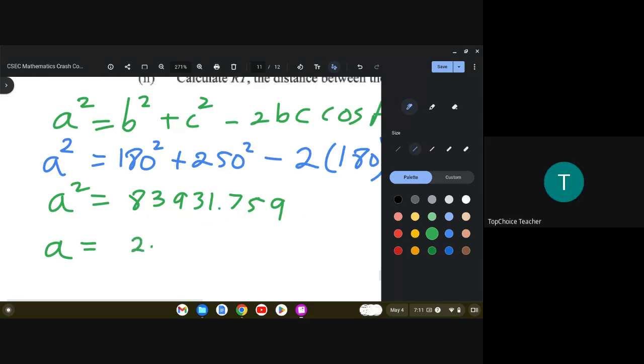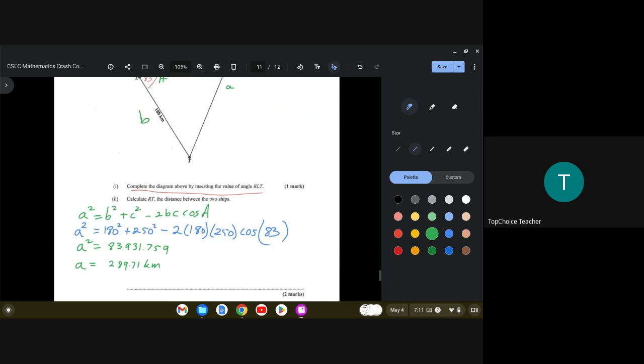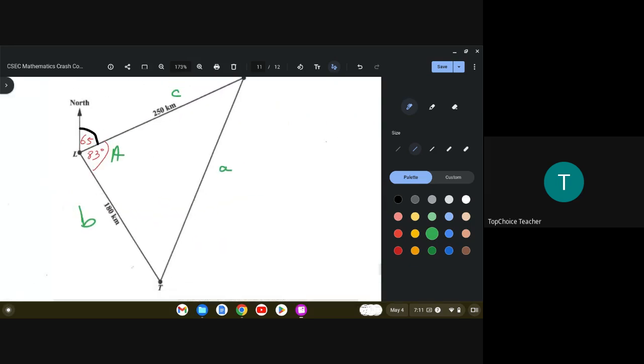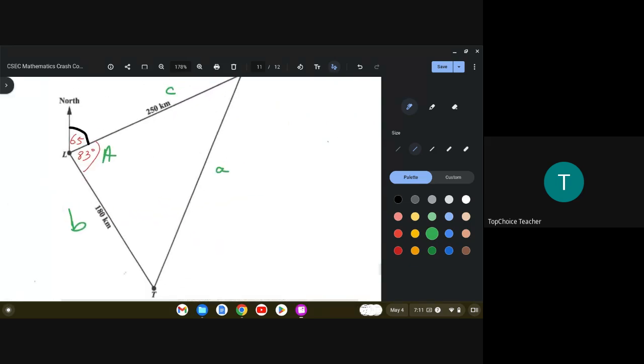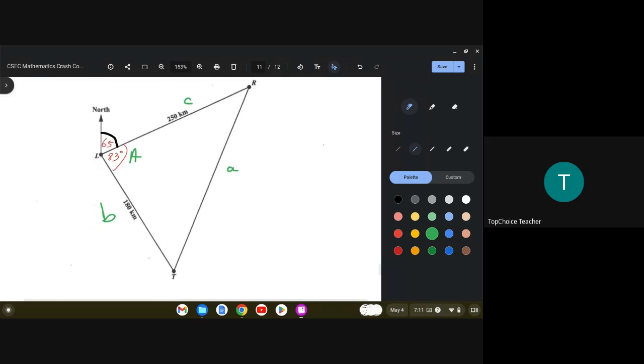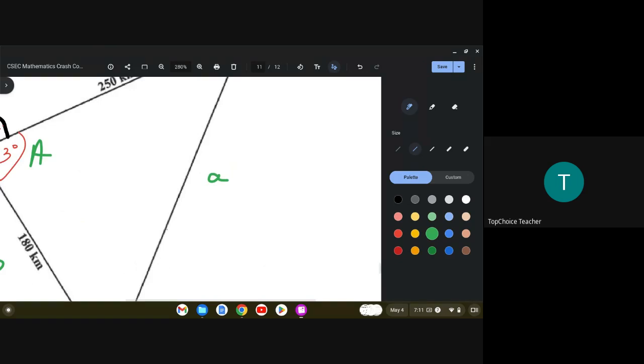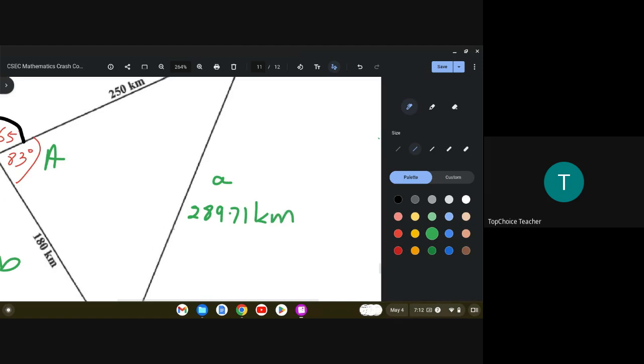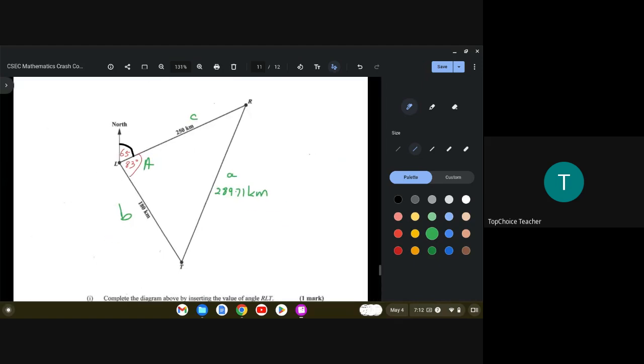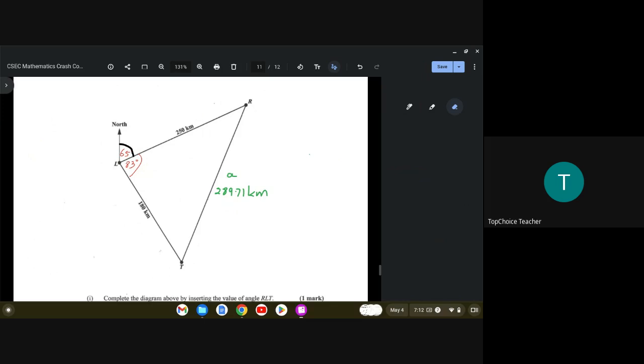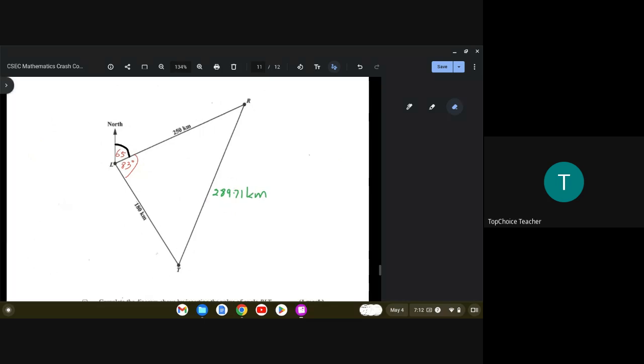289.70. 289. Oops, why did I put that point there? 289.71 kilometers. So that is the distance here now. Okay, that's the distance. 289.7. That is how we find it. I'm going to write it here. 289.71. I think somebody said kilometers. We just need to know when to use the cosine rule and use the cosine rule.